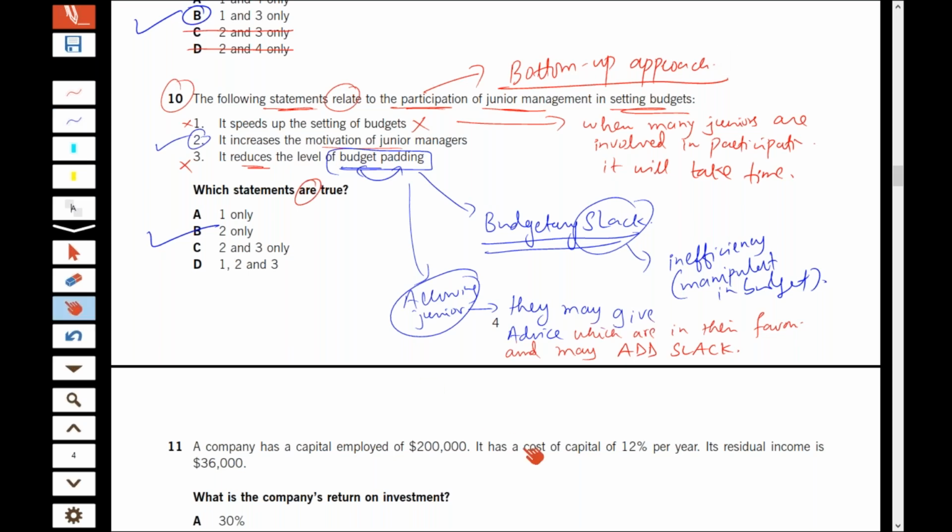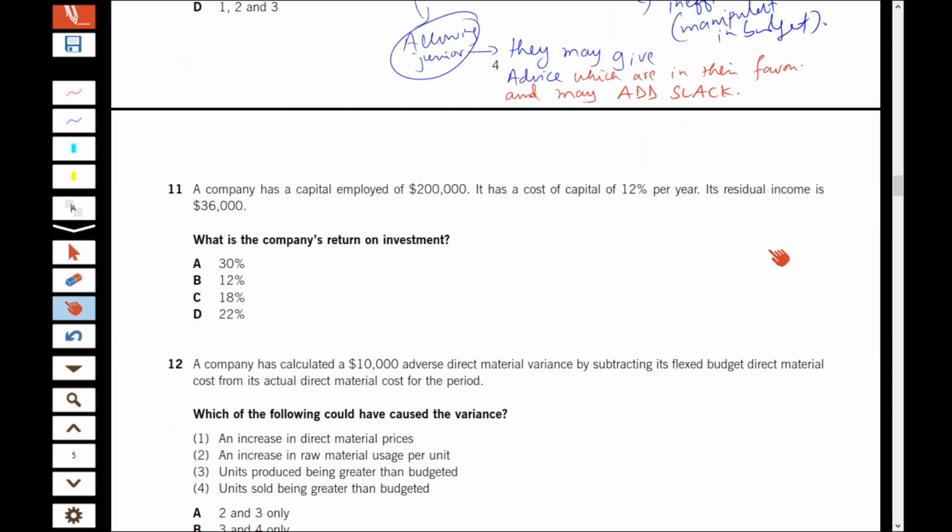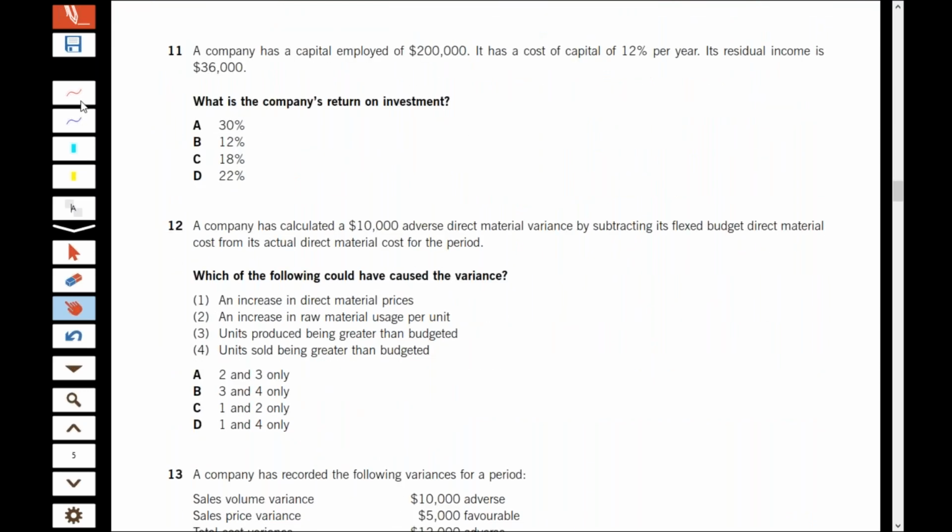Question number 10 done. Now this is question number 11, and the question is asking what is the company's return on investment? Return on investment means ROI. I'm giving you just 1 to 2 minutes to solve this question. Just drop your answer here in the question box. Your time starts now.